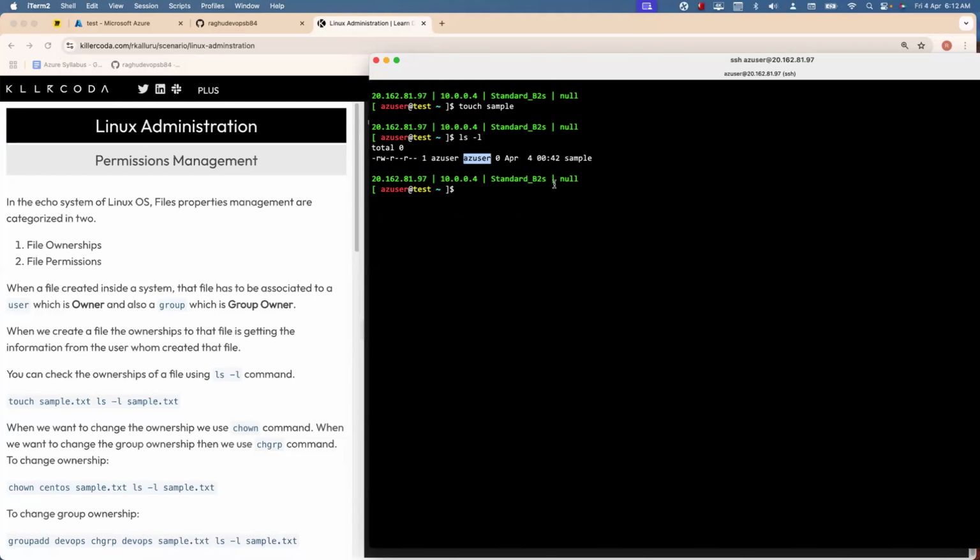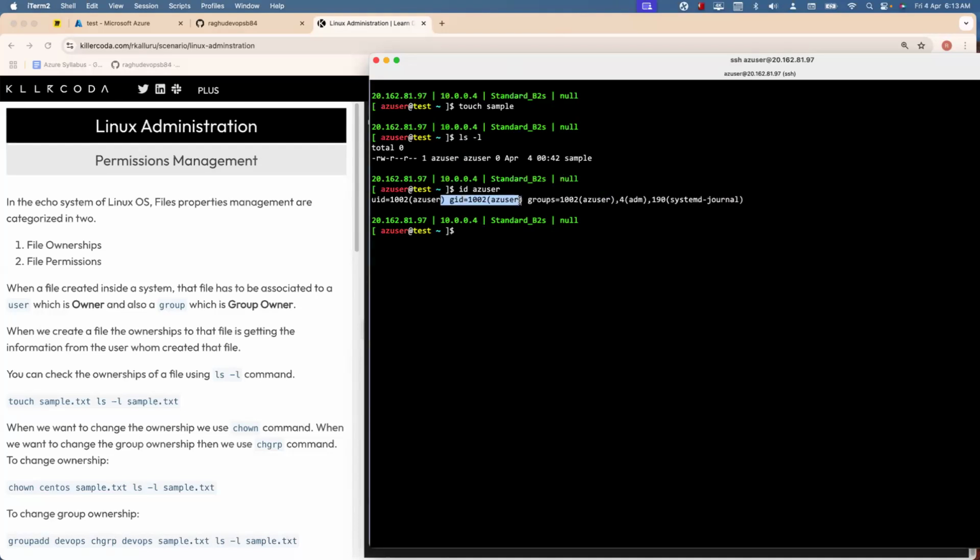a permission for this particular file. Whoever has created that file will come up as the file owner, and whichever group this user belongs to, the primary group, he may belong to multiple other groups also, but the primary group he belongs to, that group name will come into the picture. When you do ls -l after creating a file, you can see the file owner, who is the owner of this file, and who is the group owner of this particular file.